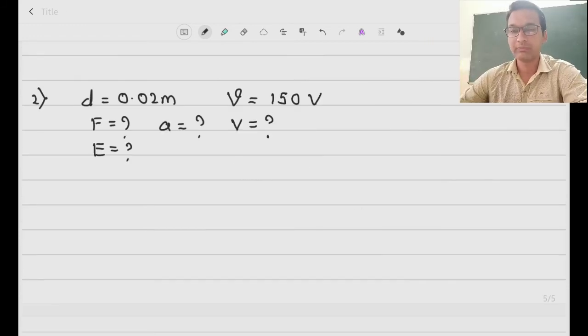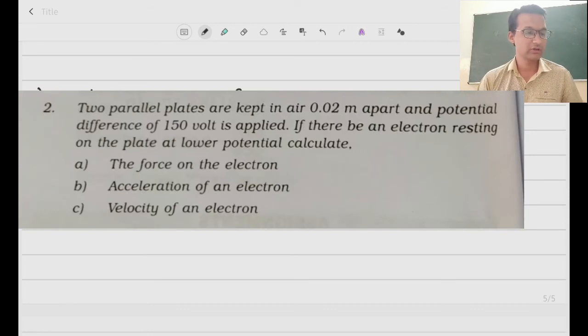Okay, let us look at the next problem. In this next problem, they have given that there are two parallel plates kept in air at a distance of 0.02 meter, and the potential difference between these two plates is 150 volts. If there be an electron resting on the plate at the lower potential, that means an electron is resting on one of the plates, we will have to find what is the force on the electron, acceleration of the electron, and velocity of that electron.